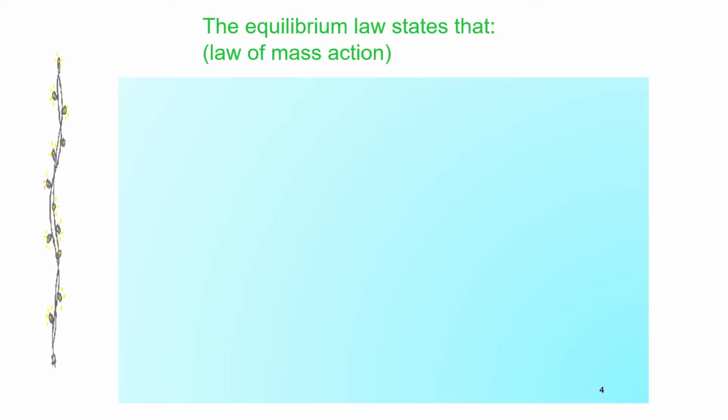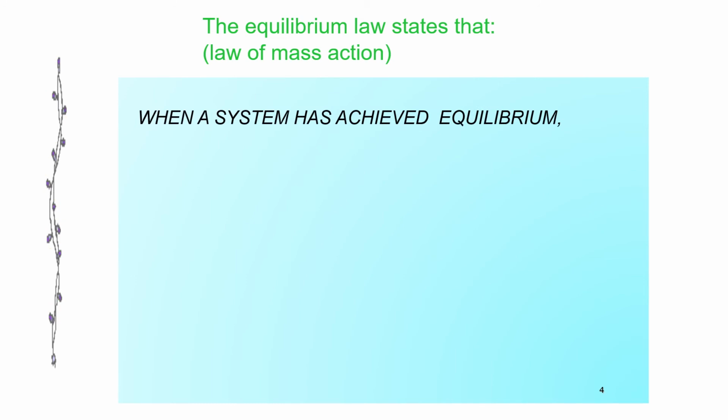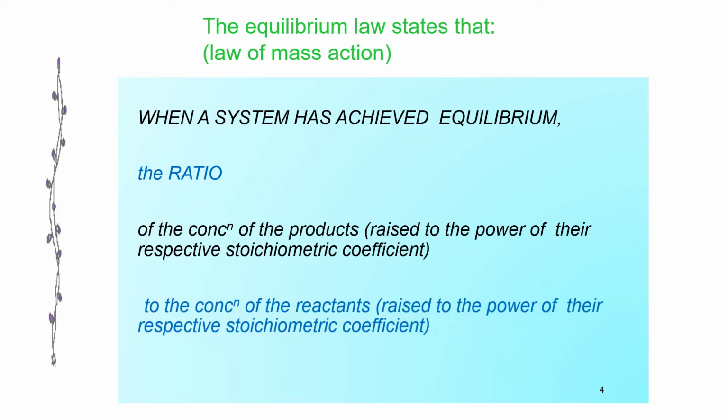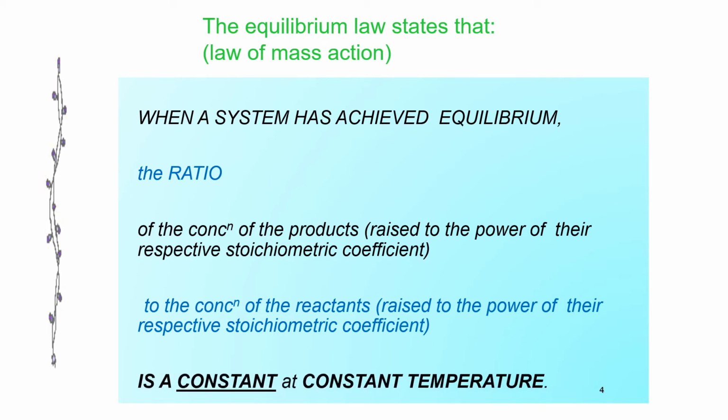All the systems at equilibrium must behave according to the equilibrium law. What is stated by the equilibrium law? The equilibrium law says that when a system has achieved equilibrium, the ratio of the concentration of product raised to the power of its stoichiometric coefficient to the concentration of reactant also raised to the power of its stoichiometric coefficient is a constant at constant temperature.